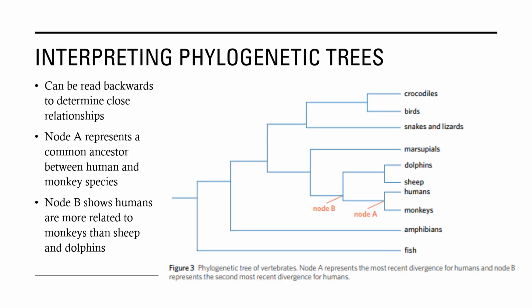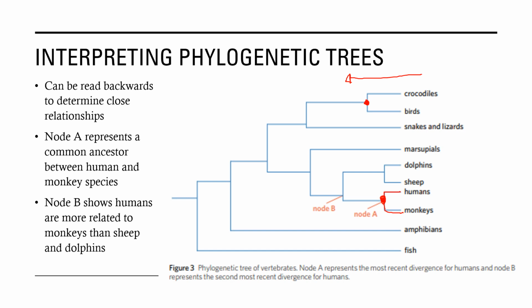So they can be read backwards to determine close relationships. So you can actually read them this way. So you can start with all of the animals that we know and that exist today, and then you can look back at the nodes that they share and trace them back. So for instance, at this node here, there must be a common ancestor that diverged and speciated into both crocodiles and birds. Another one similarly here, one that we're probably quite familiar with, there was a common ancestor here that eventually diverged into humans and into monkeys.